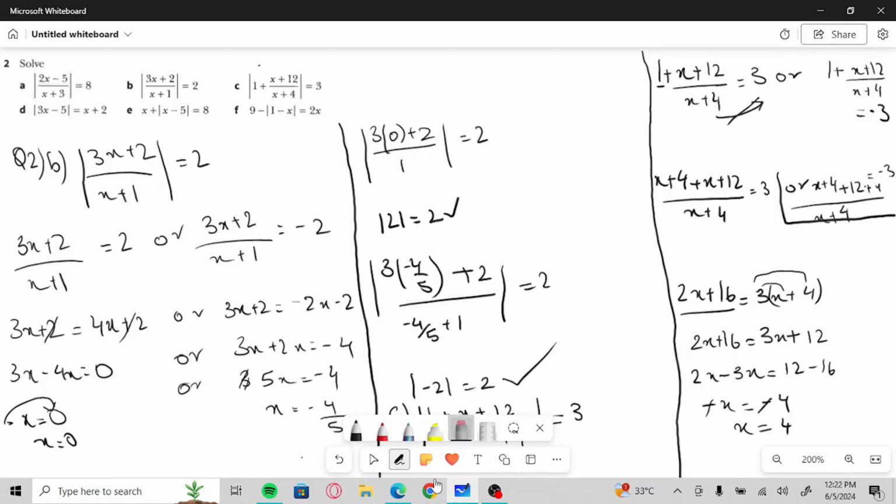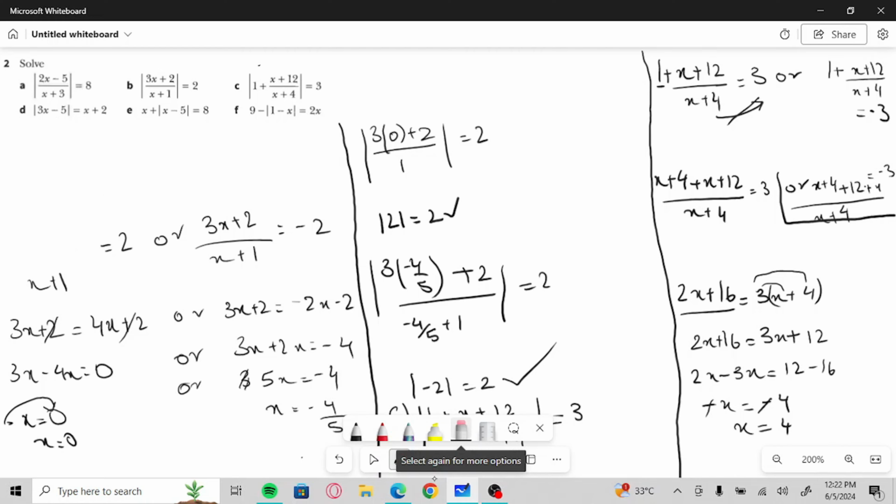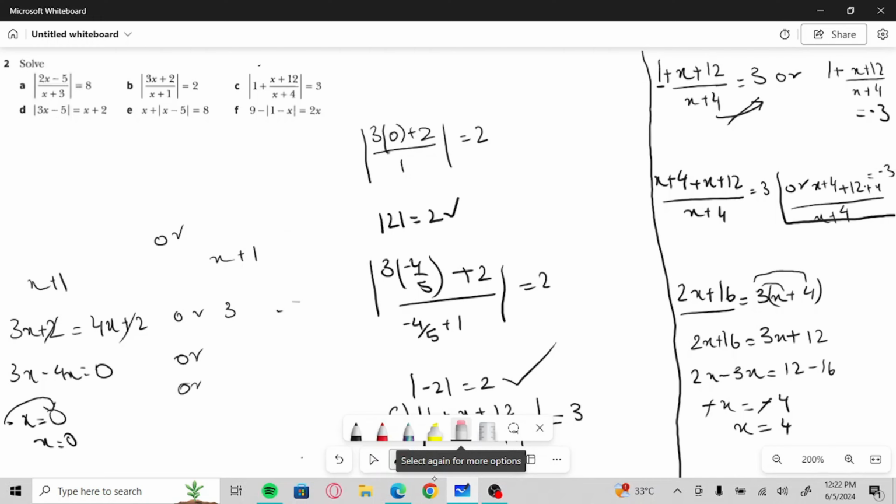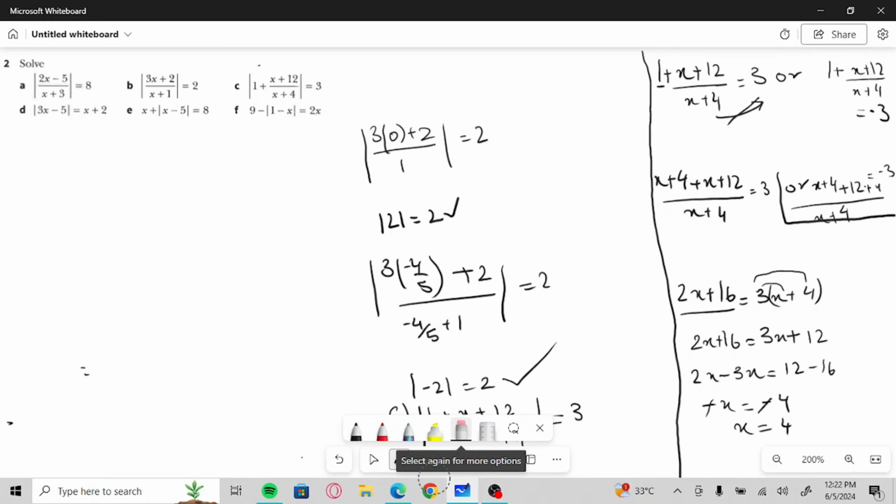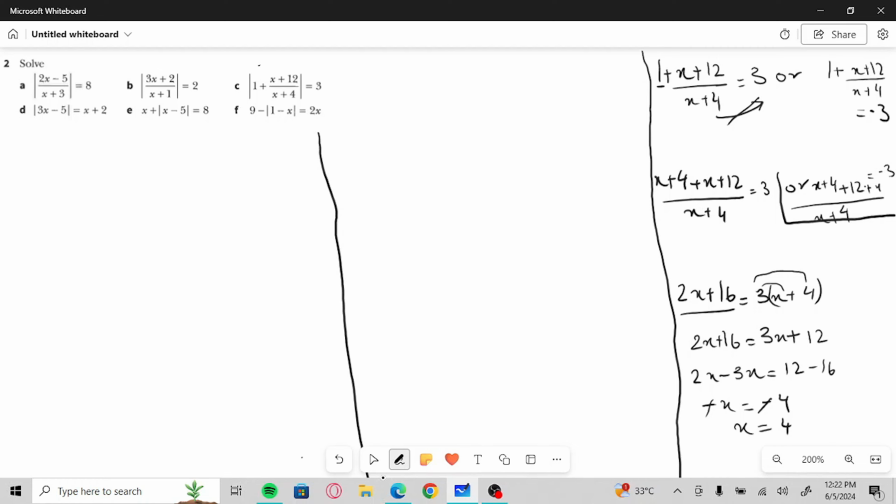Now let me erase this part so that we can do the second value. That's why I always erase the line. So we have one value of x. For the second, we just left here, we will just copy it here.